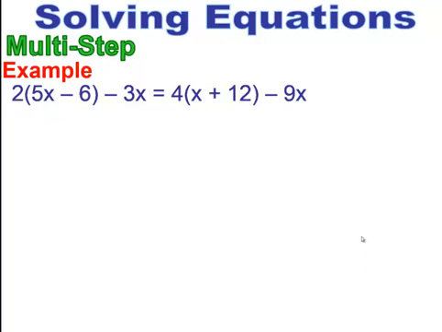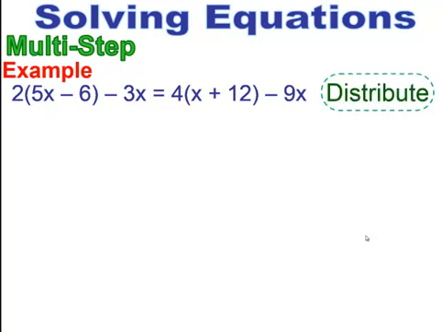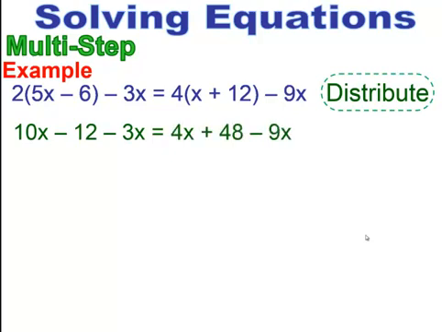This next example has parentheses, which is the distributive property, and then you also have multiple terms on each side of the equal sign. So the first thing you want to do is the distributive property. Be very careful when you have multi-step equations that you distribute properly. Make sure that that number that's on the outside of the parentheses gets multiplied to everything inside. So in this case, I ended up with 10x minus 12 minus 3x equals. And then I'm going to have that 4, and I'm going to distribute it to the x and the 12. I end up with 4x plus 48 minus 9x.